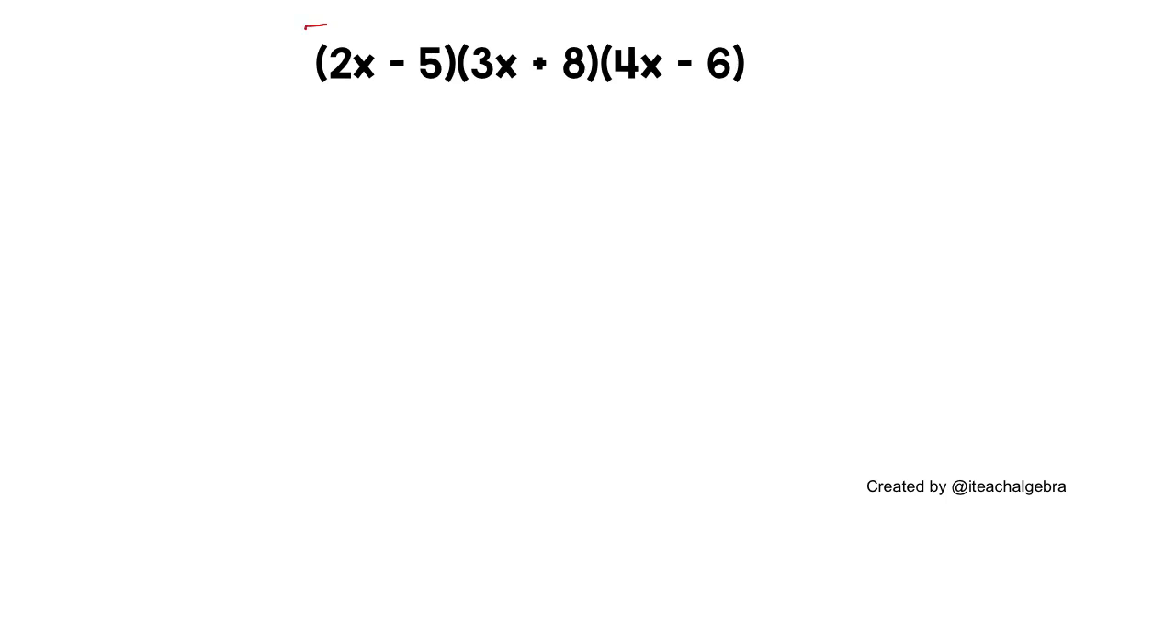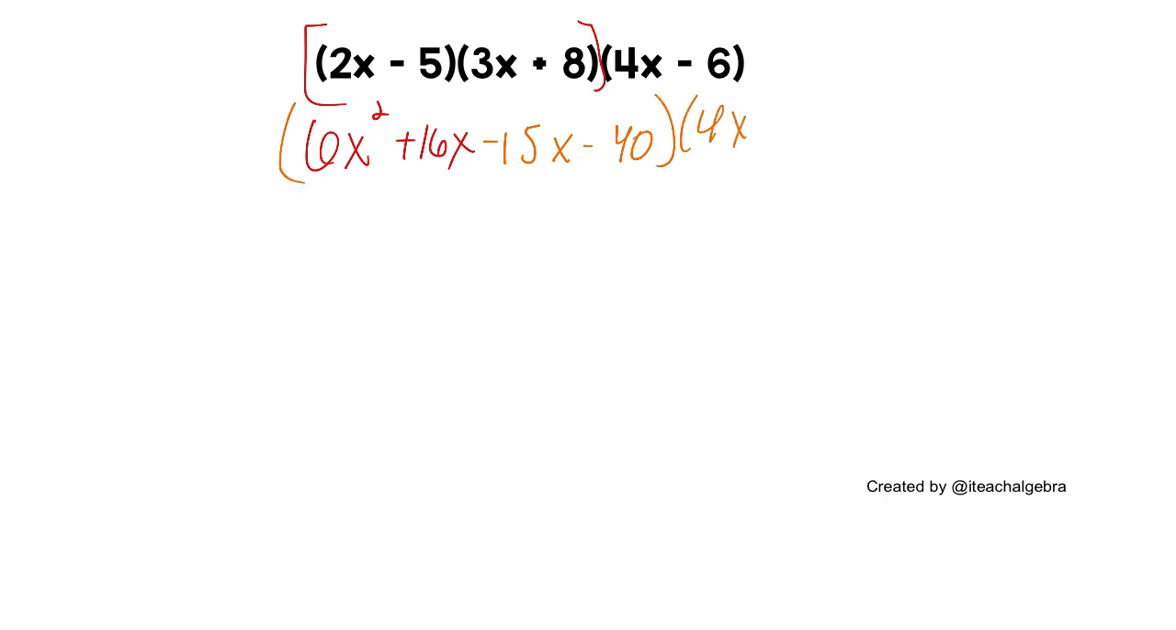All right, I'm going to do the first two again just because they're close. I'm not going to draw any rainbows this time. I think you can do it. We've got 6x squared plus 16x minus 15x minus 40. That's got to be in parentheses, though, because 4x minus 6 is in parentheses as well. Combine like terms, and we get 6x squared plus x minus 40 times 4x minus 6.